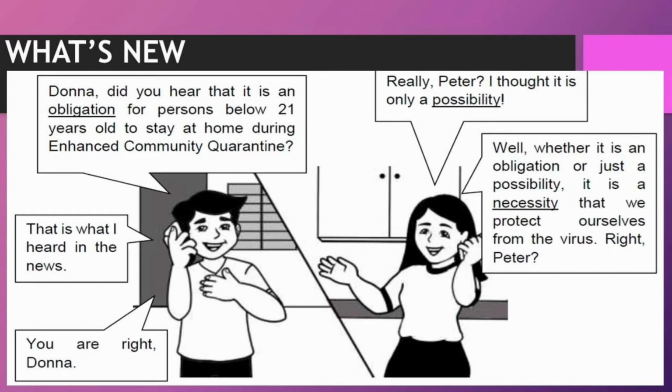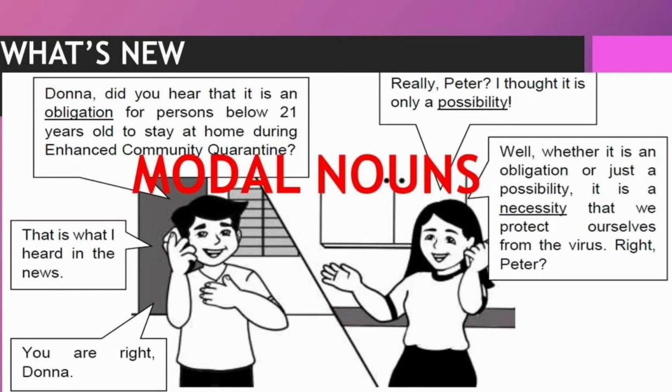From this dialogue, do you have the same reaction as Peter and Donna? You need to notice the underlined words. What do you think are these words? The obligation, possibility, and necessity. Very good. These words are called modal nouns.